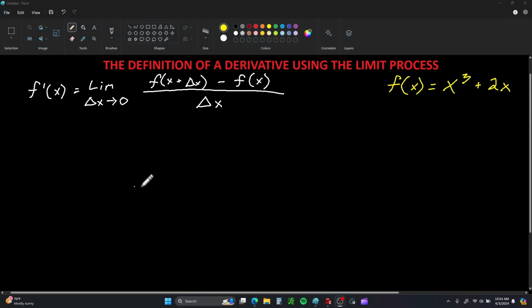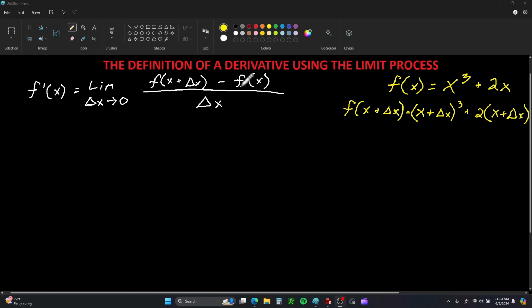So let's try one that's got two terms in it here. My f of x is going to be x cubed plus 2x on this next example. So we need to find f of x plus delta x. And again, we just substitute x plus delta x in place of these two x's. So what we get is x plus delta x cubed plus 2 times x plus delta x.